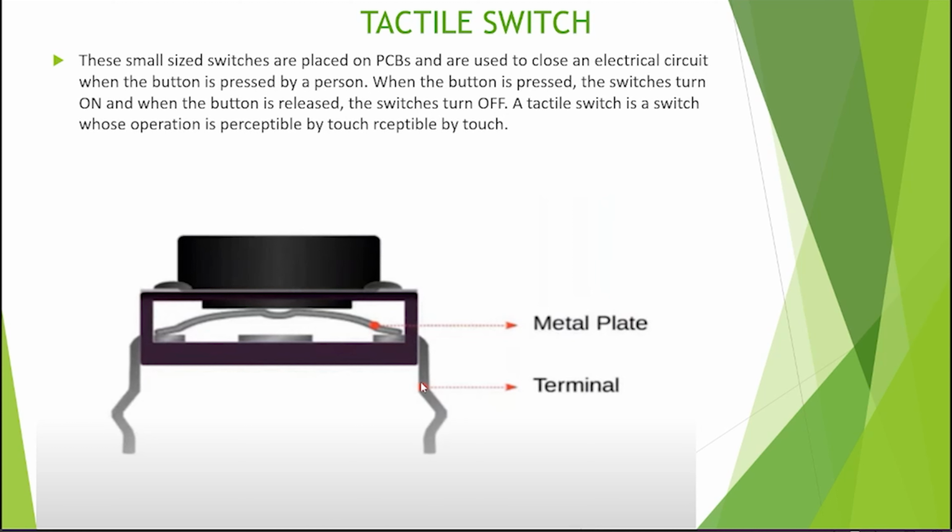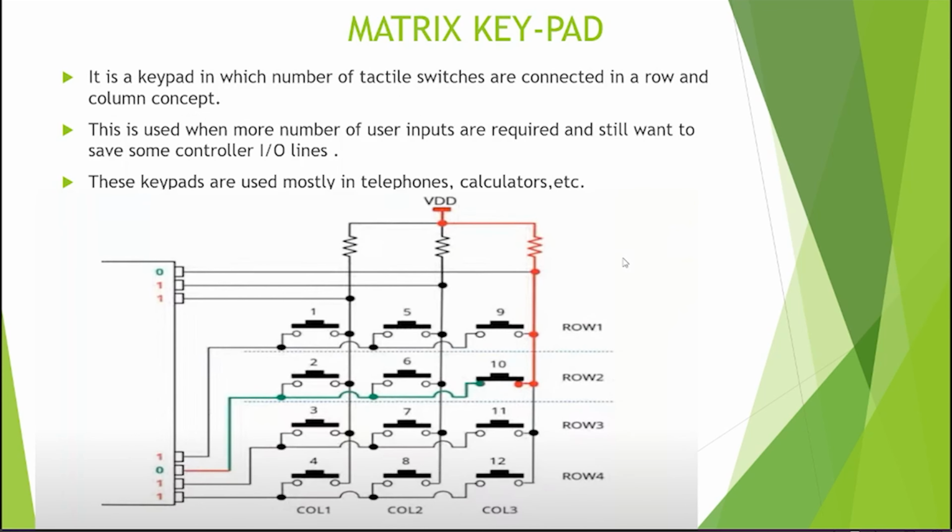So now we talk about the matrix keypad. This is the matrix keypad, and this one and the one in PICSimLab are both similar. So what is a matrix keypad? It is a keypad in which tactile switches are connected in a row and column concept. This is used when a larger number of user inputs are required and we still want to save some IO lines. These keypads are used mostly in telephones, calculators, etc.